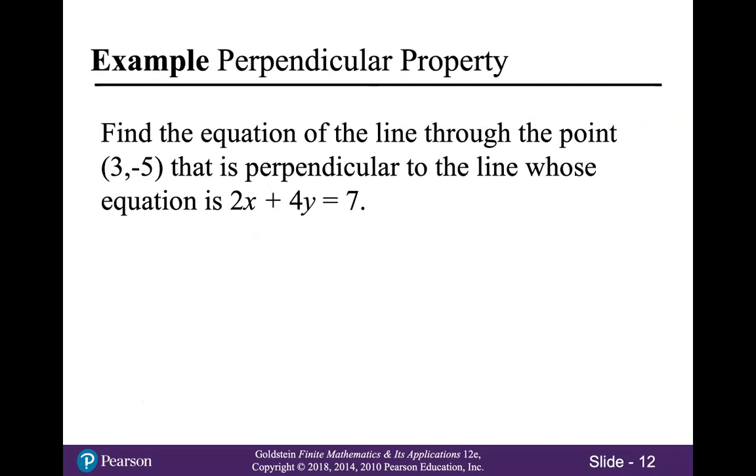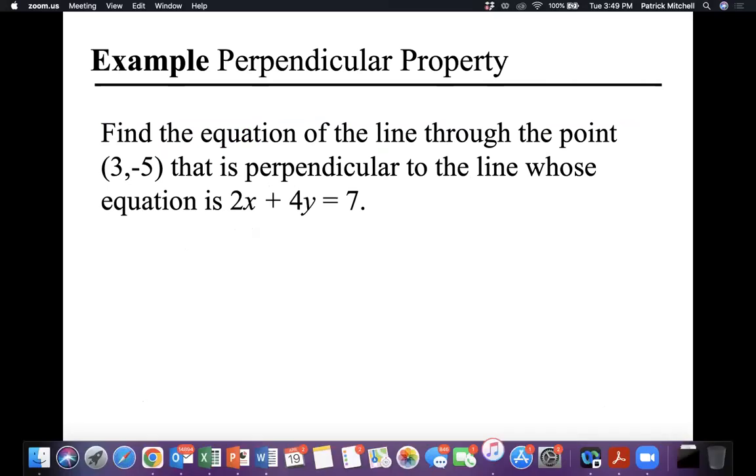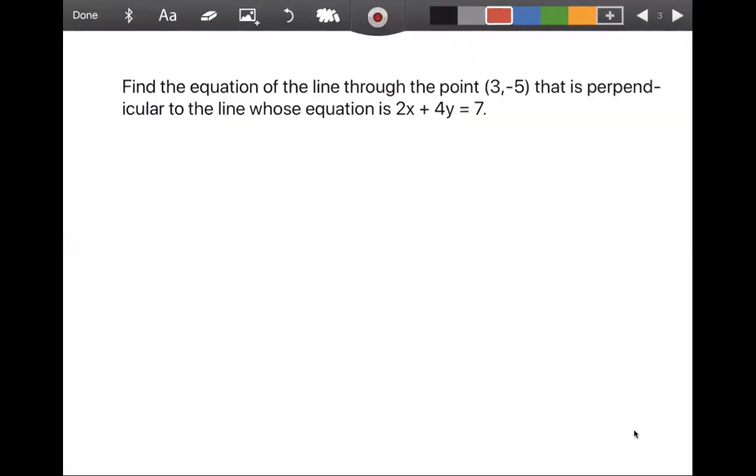So in this next example, we're going to find the equation of the line through the point negative 3, 5, that is perpendicular to the line whose equation is 2x plus 4y equals 7. Back to the tablet we go. All right, so there are a couple of big steps to this. The first thing I need to do is find the slope of the given line.